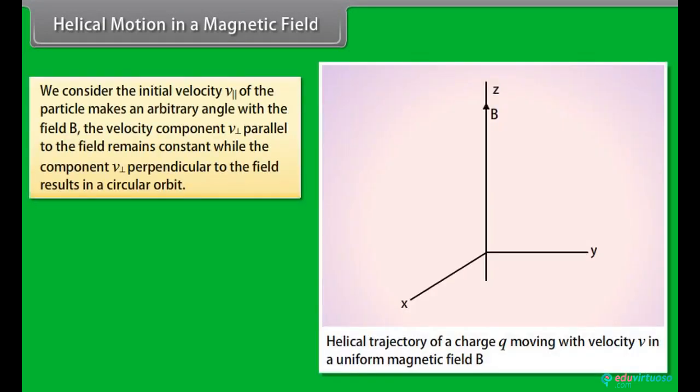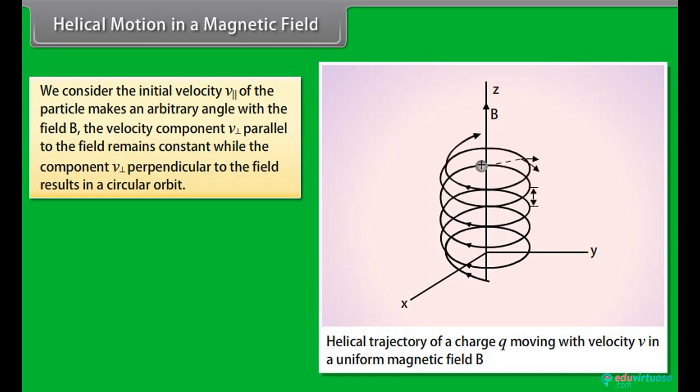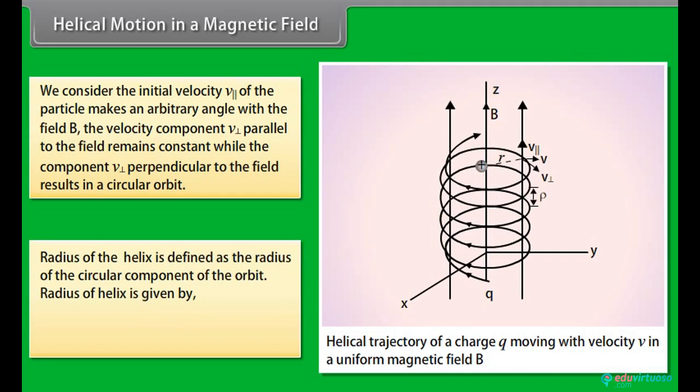Helical motion in a magnetic field. We consider the initial velocity v of the particle that makes an arbitrary angle with the field B. The velocity component parallel to the field remains constant, while the component perpendicular to the field results in a circular orbit. Radius of the helix is defined as the radius of the circular component of the orbit. Radius of helix is given by perpendicular component of velocity divided by frequency, which is equal to m into perpendicular component of velocity divided by qB.